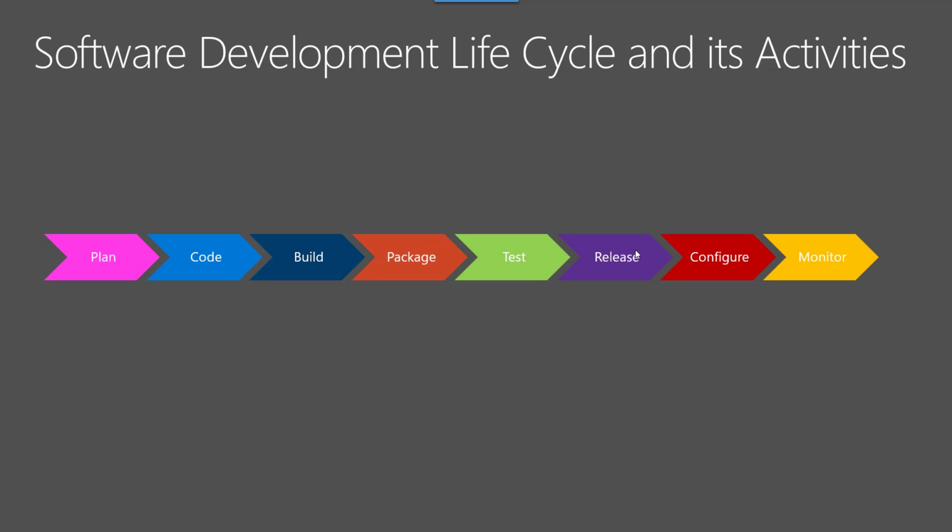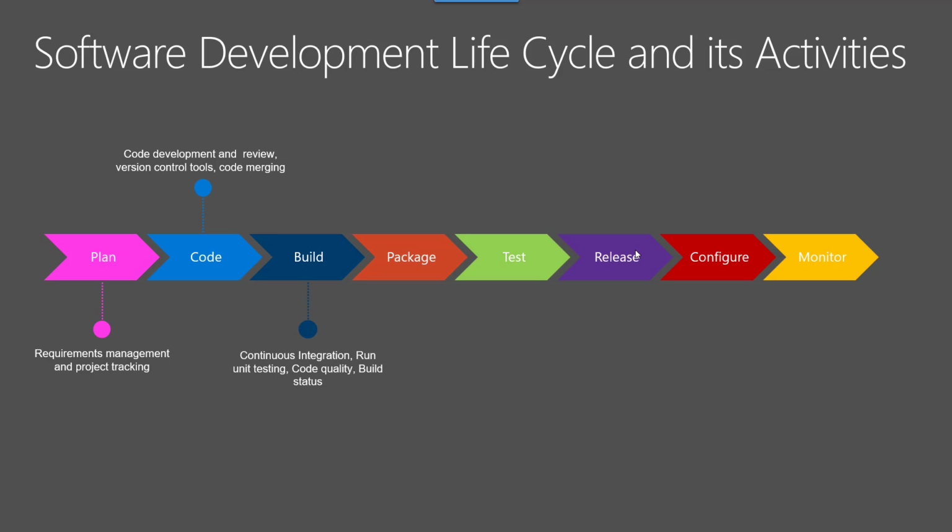For example, code, build, and test usually happen at the same time when we're talking about Agile and Scrum. But to just explain the idea, these are the main stages, and in each stage we have different practices and activities. For example, in the planning, we have requirement management, prioritizing the backlog, project planning, and so on. In the code, we have code development, version control, branch and merge, and all these practices. In the build, we have continuous integration, we run the code test, the code quality, the build status.